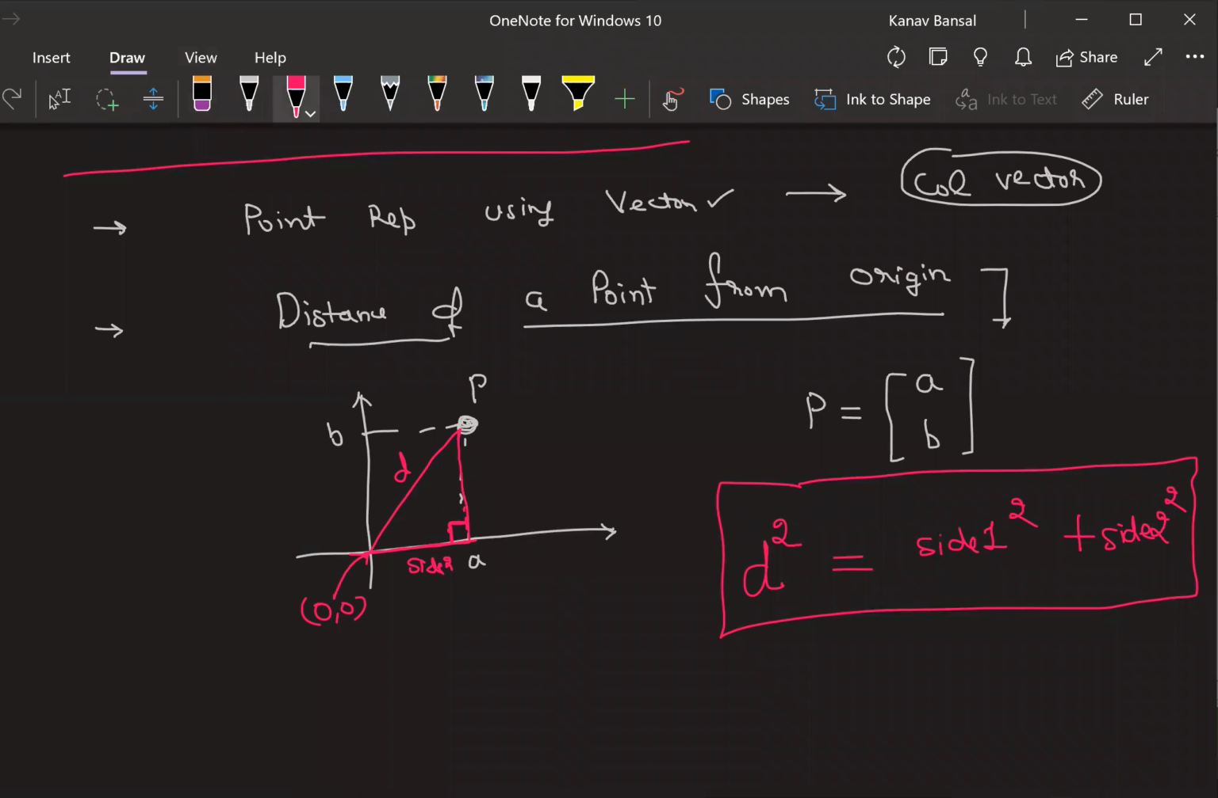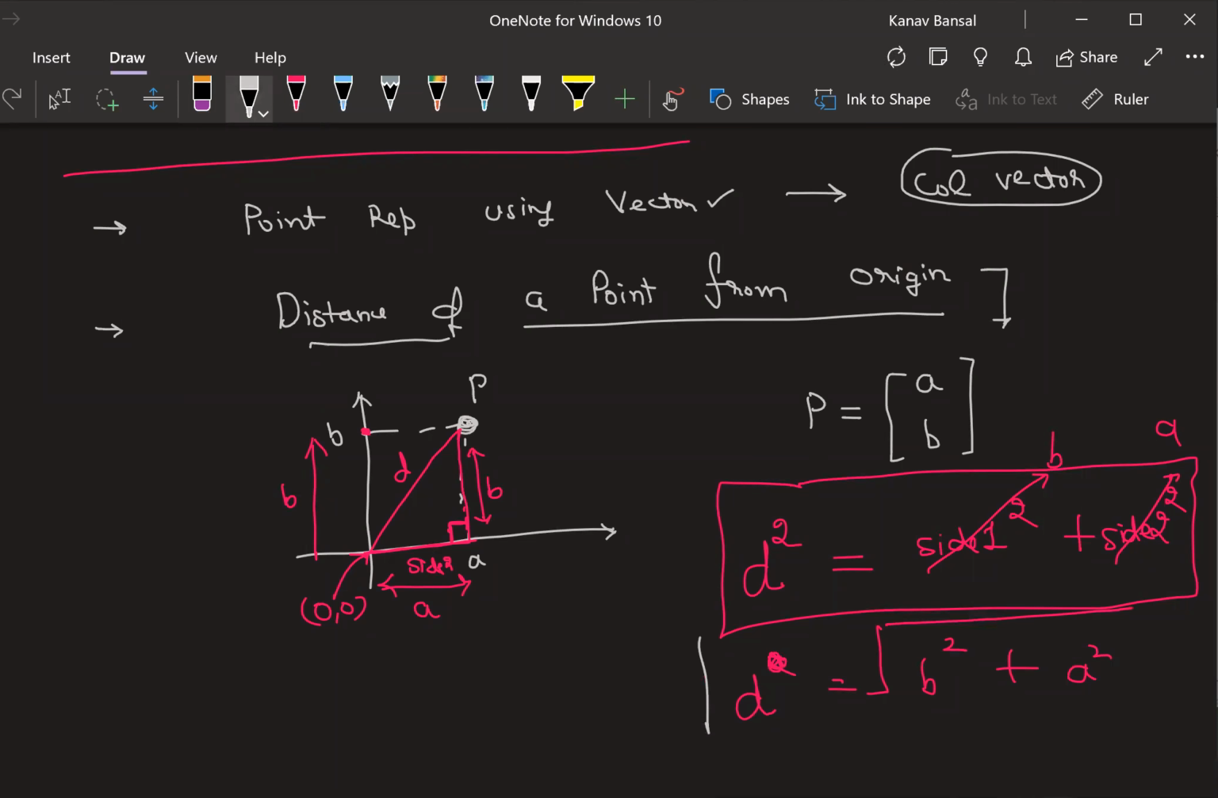Can anyone tell me? The distance from the origin to this point is nothing but B, right? We already know that this side is nothing but B length. Similarly, we know that this is nothing but A. So side 1 is B in this scenario and A in this scenario. So can I say d square is equal to B square plus A square? And I can put this under root and remove the square from there. So this is the formula for the distance of a point from the origin. Everyone agrees to this, yes or no?